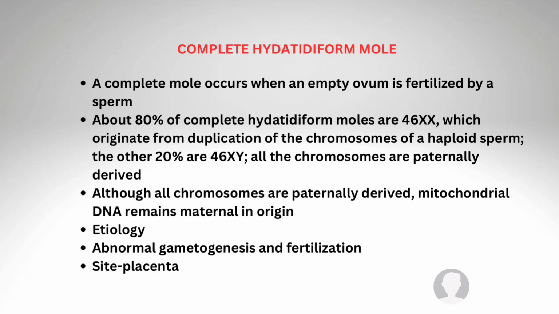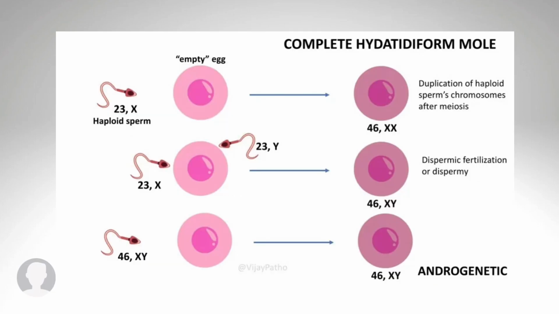The etiology is abnormal gametogenesis and fertilization, and the site is placenta. As you can see here in this image, when a haploid sperm fertilizes an empty egg, and there is duplication of the haploid sperm's chromosomes after meiosis, there is formation of 46XX complete hydatidiform mole.